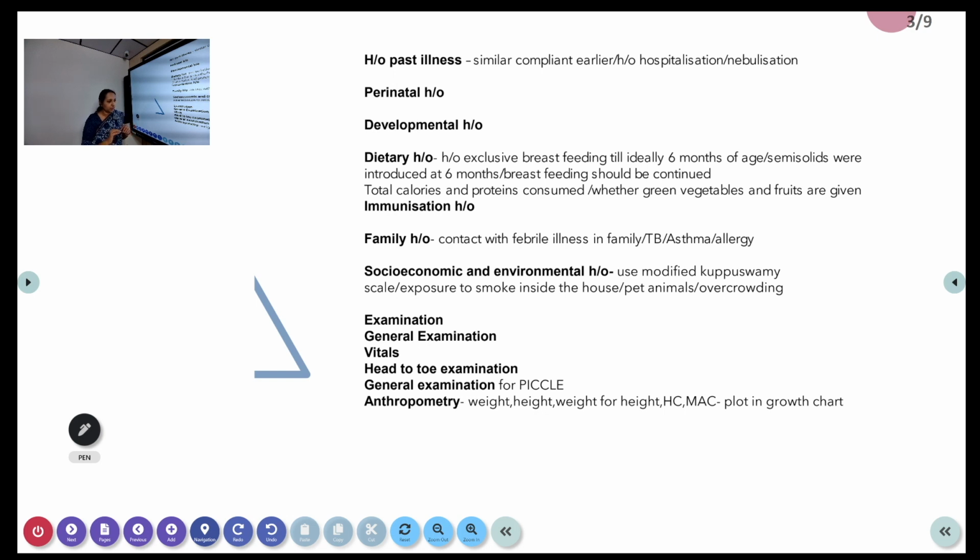So after taking all these, you plot all these in your growth chart also. So you can use the WHO growth charts and plot them in the growth charts, as well as write the percentages for weight, height and weight for height, and comment whether it is PEM, short stature or wasting.